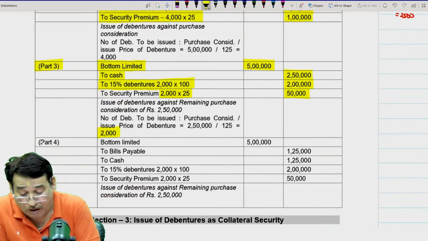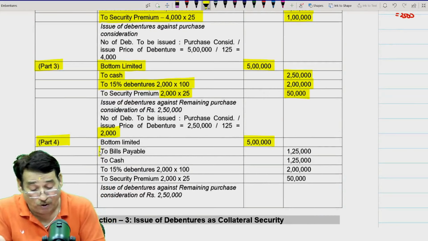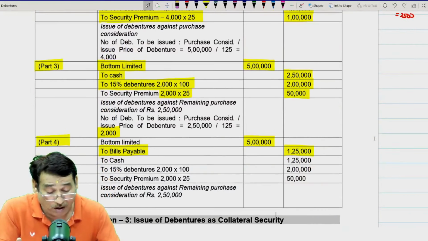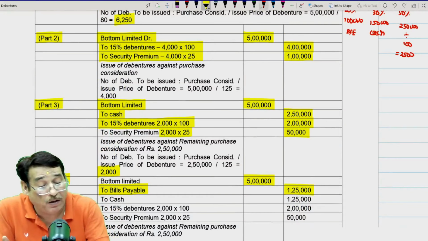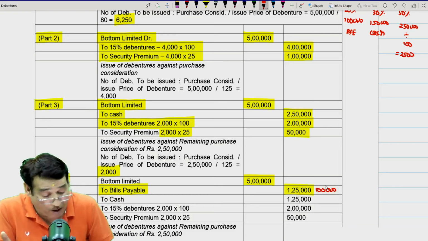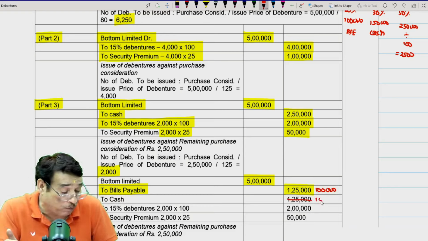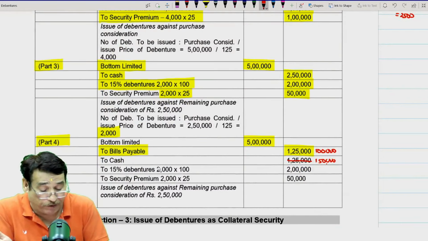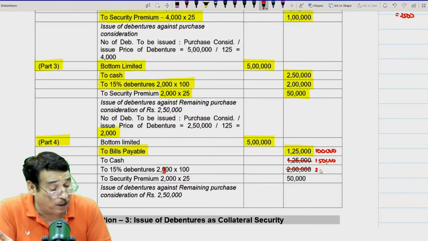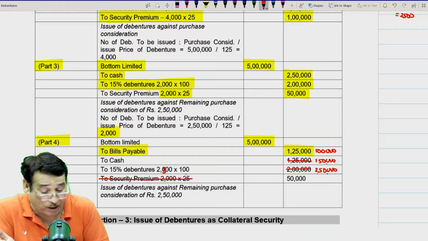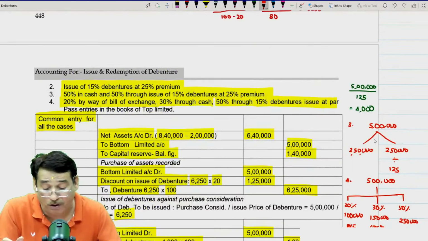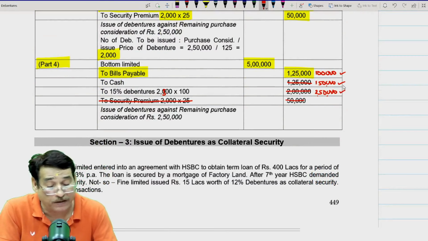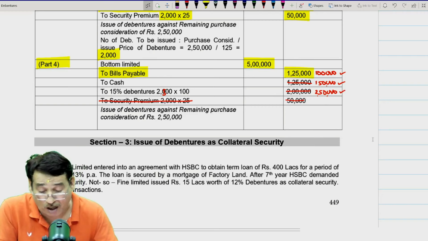So this will be your part 4. Under part 4, your entry will be Bottom Limited account debit 5 lakh. You are making a payment through bills of exchange, that payment is equal to 20%. So 20% of 5 lakh actually is 1 lakh. And to cash, payment is 30%, so 30% payment is equal to 1,50,000. And then the balance 2,50,000. You simply write 15% debenture, 2,500 debentures equal to 2,50,000. You need not write security premium because you are issuing the debentures at par. Is it clear to you or not? So this is how you are going to pass the entry. Your entry will be to bills payable 1 lakh, to cash 1,50,000, and to 15% debenture, 2,500 debentures of 100 each. This is how you are going to pass the entry.